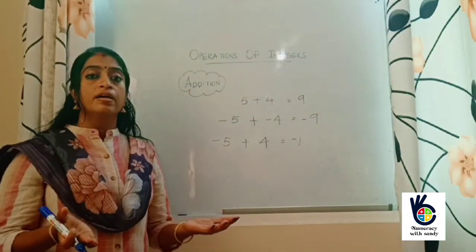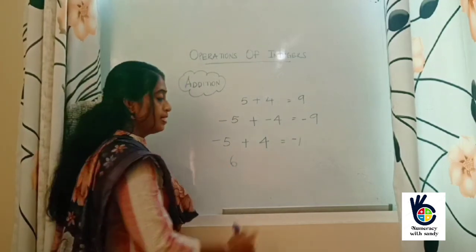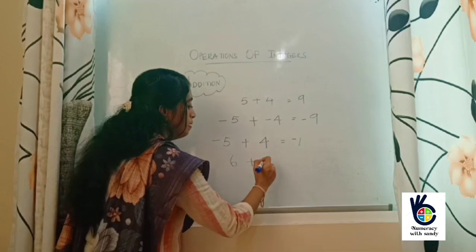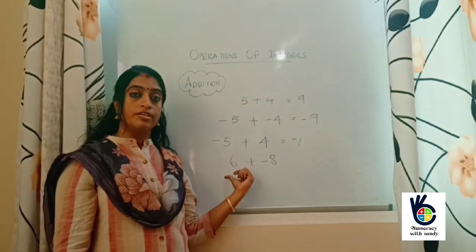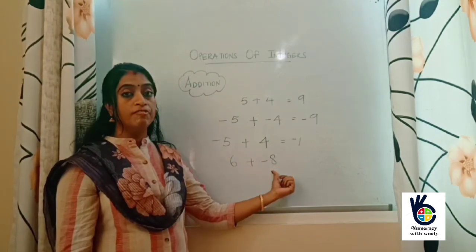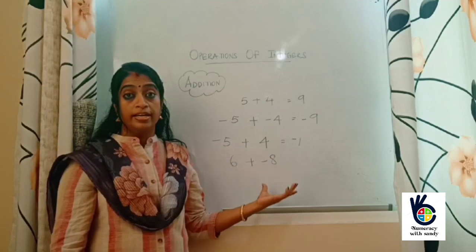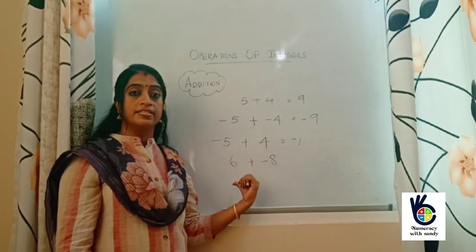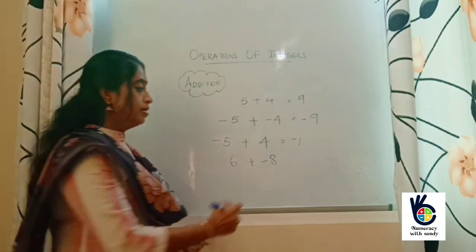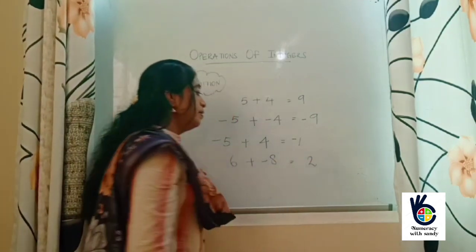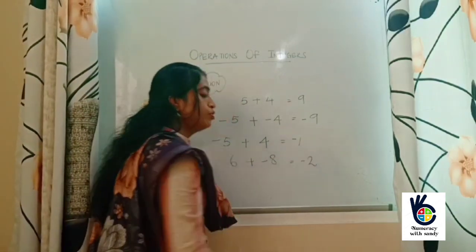The same goes for positive integer 6 plus minus 8. That means here 6 is a positive integer and 8 is a negative integer. So subtract smaller from the bigger one. Without the sign, we subtract 8 minus 6, which is 2. But the bigger number 8 has a negative sign, so we put negative 2.